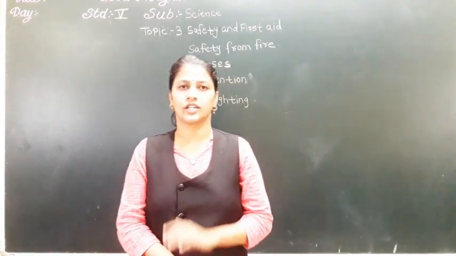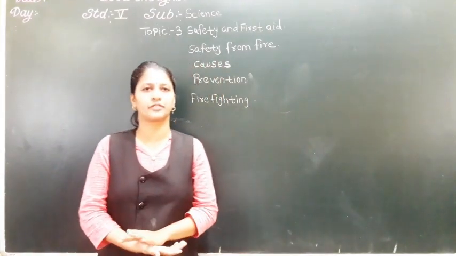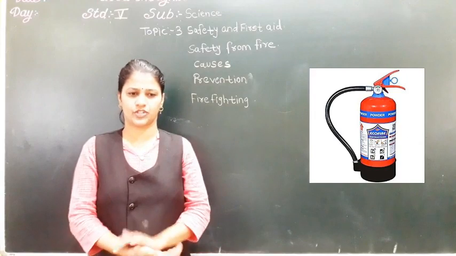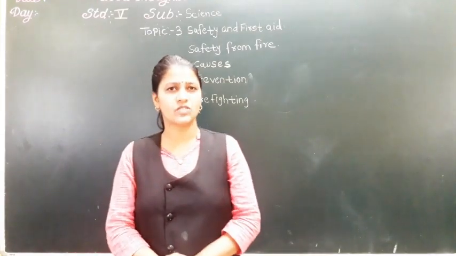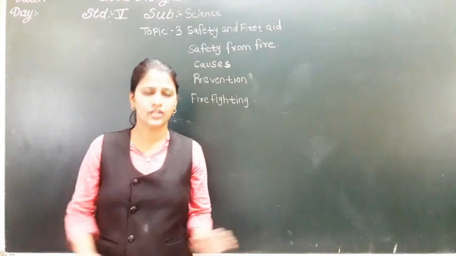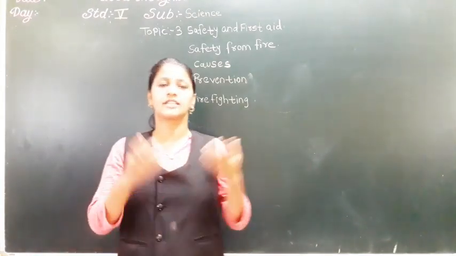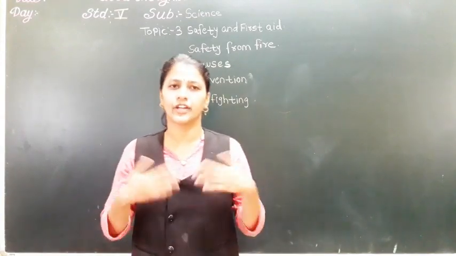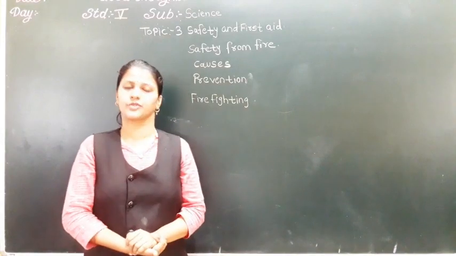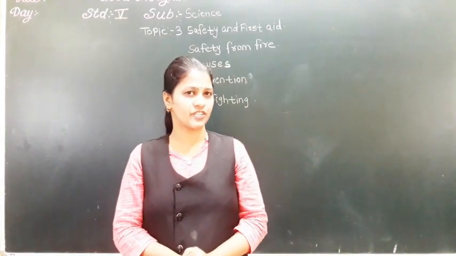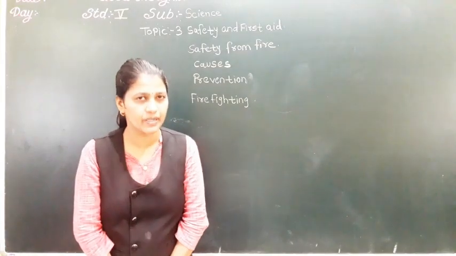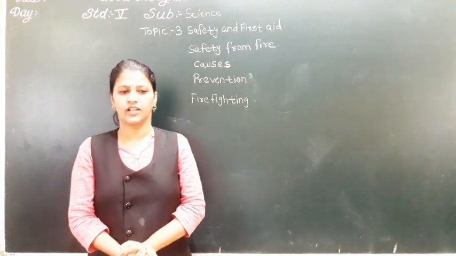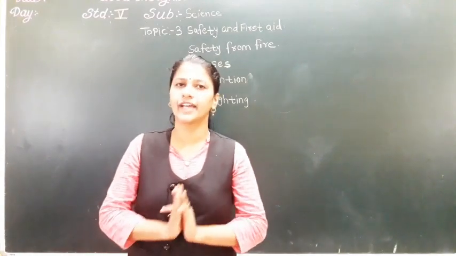If such a thing has happened, then you have to use a fire extinguisher. Are you getting? Then in case of a large fire, if we can't control it, then you have to call the fire brigade. Do you know what the number is? It is an emergency number, yes or no? So what is its number? Its number is 112, that is the telephone number for the fire brigades.